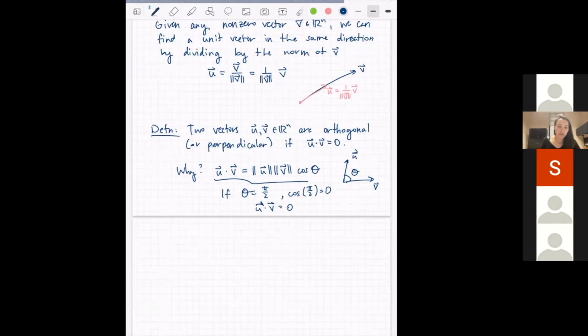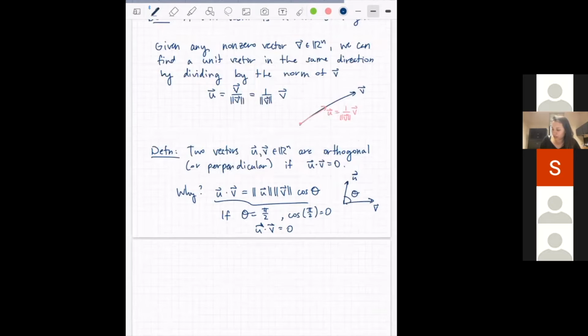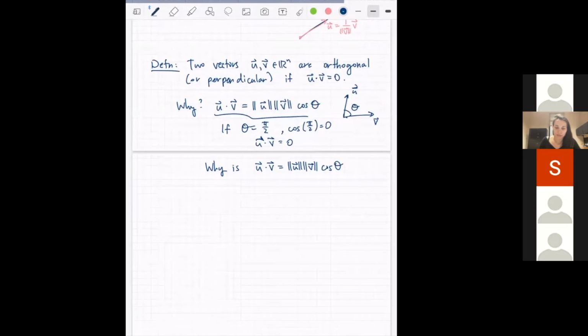And then let's talk about why u dot v is equal to norm of u times norm of v times cosine of theta. Is this a general statement which you use for a specific angle, pi over 2, to show that the dot product is equal to 0? Yeah, this holds in general for all values of theta, but when theta is equal to pi over 2, we get that the dot product is 0.